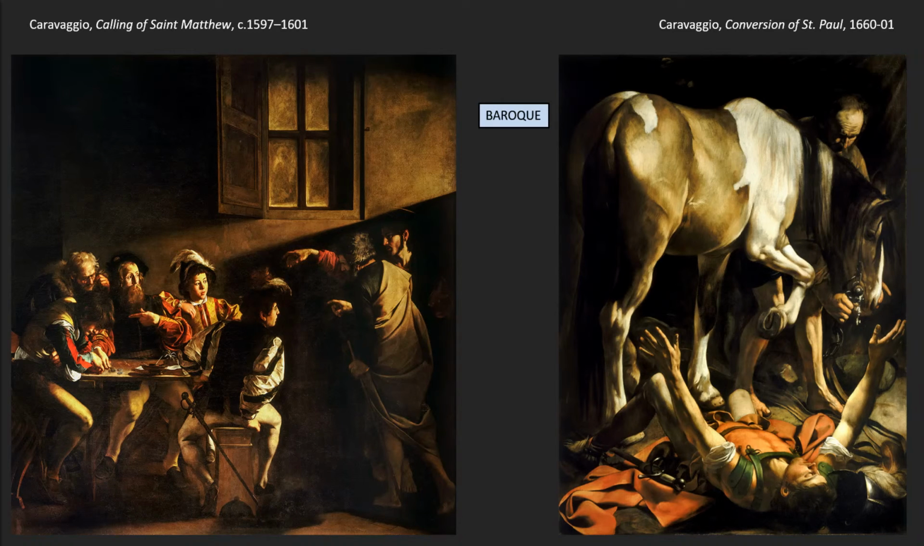And Christ is off to the right. Matthew is not the first disciple that he asks to follow him. Right? The first ones were Peter and Andrew, who were fishermen. So we think that's probably St. Andrew with him on the right.